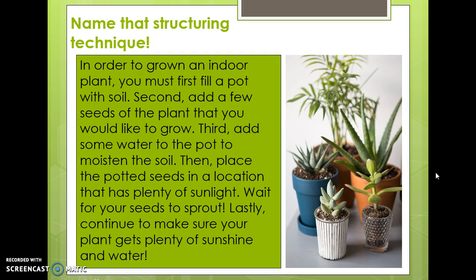Name that structuring technique. In order to grow an indoor plant, you must fill a pot with soil. Second, add a few seeds of the plant that you would like to grow. Third, add some water to the pot to moisten the soil. Then place the potted seeds in a location that has plenty of sunlight. Wait for your seeds to sprout. Lastly, continue to make sure your plant gets plenty of sunshine and water.